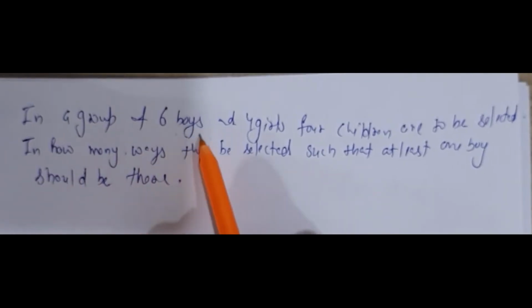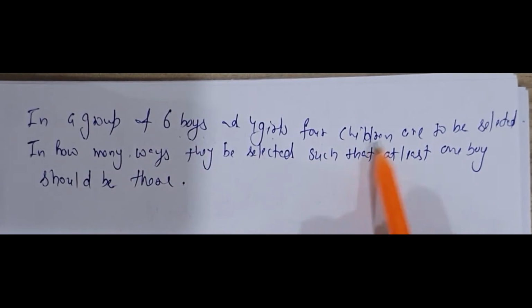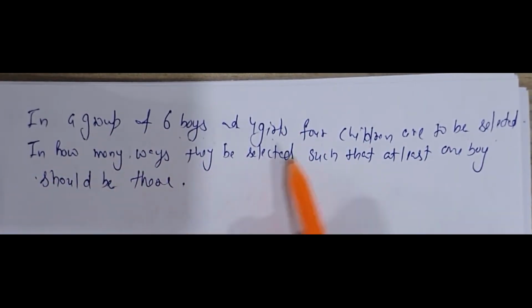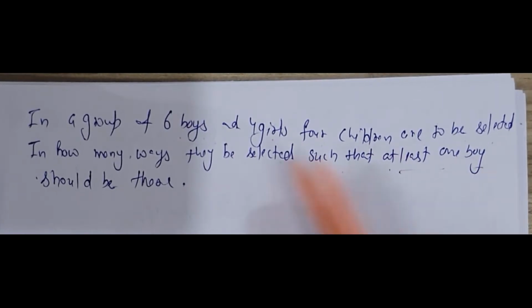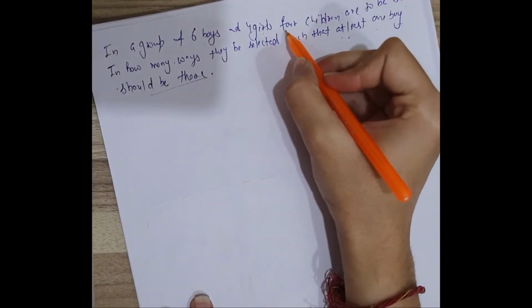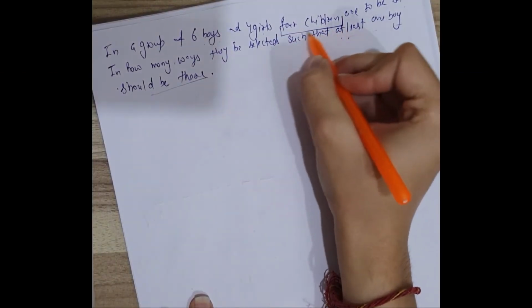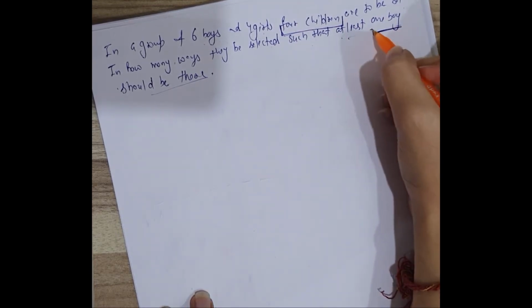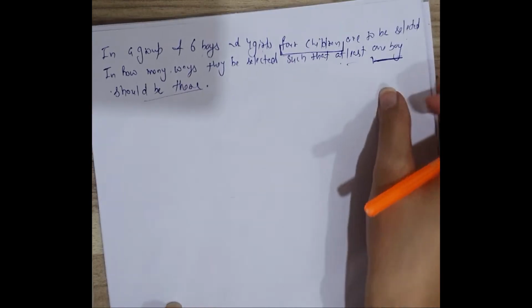In a group of 6 boys and 4 girls, 4 children are to be selected. In how many ways can they be selected such that at least one boy should be there? How many children do we have to select? 4 children, and at least one boy should be there. It means that one or more boys can be there.